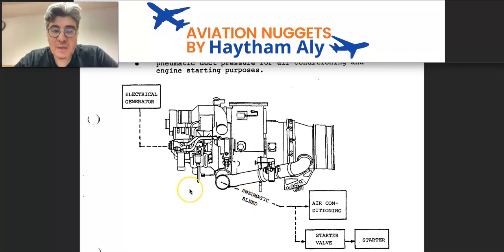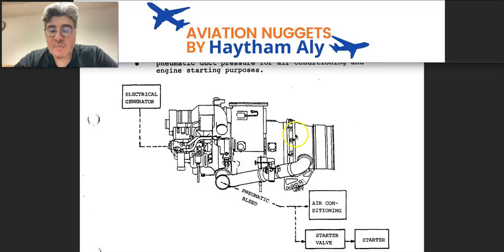Also, we have an electrical generator on the APU to supply the aircraft with electrical power. What are the three main modules of the APU? They are the power section, the load compressor, and the gearbox.